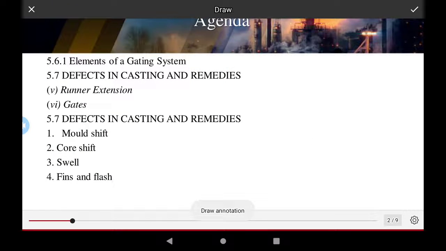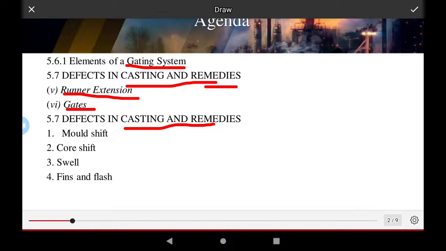the elements of the gating system, the defects of casting and remedies, runner extension, gating and the defects in the casting and remedies, mold shift and core shift, washes and fins, and flash.